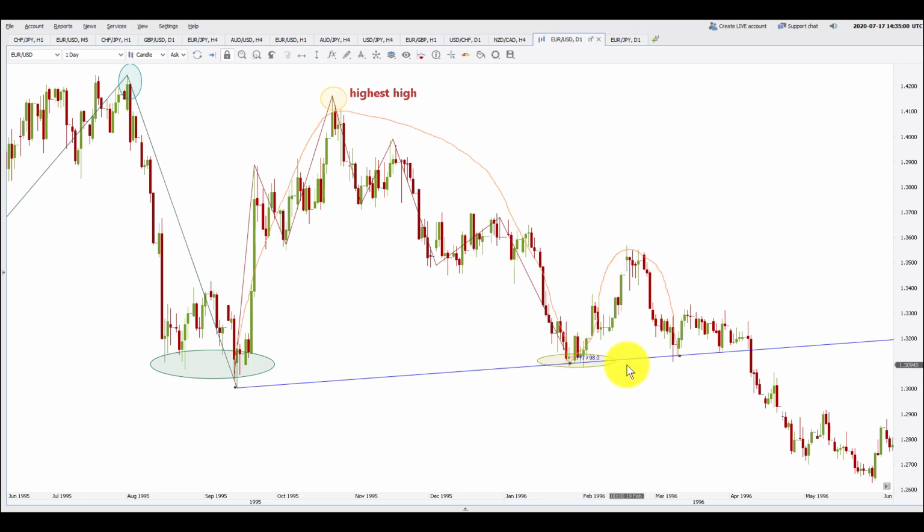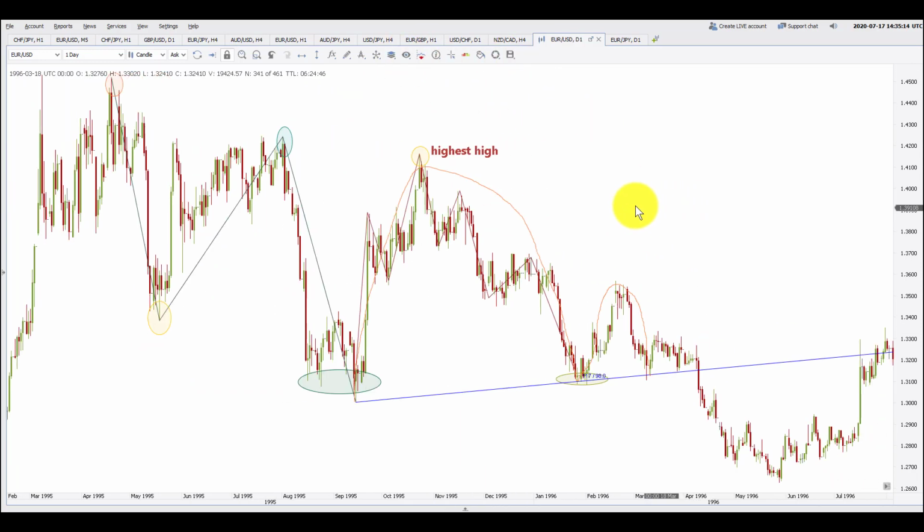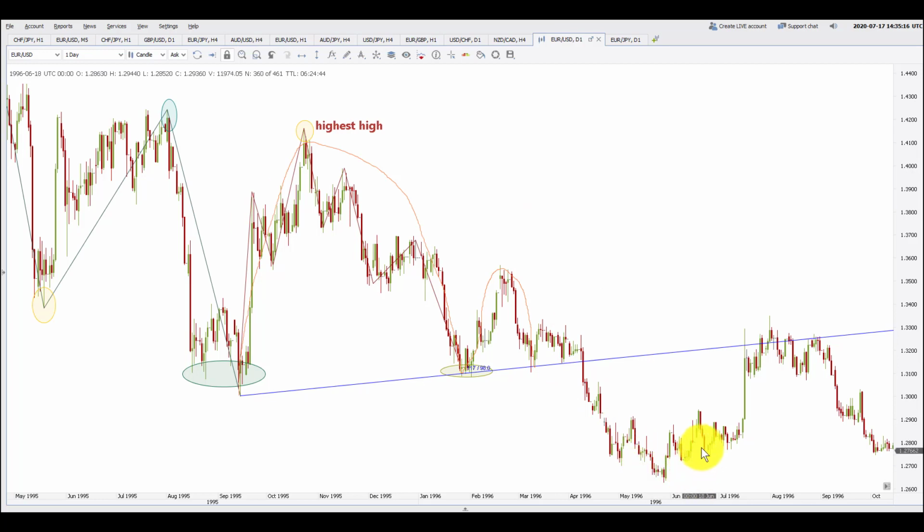Now if you look from a far distance, then you will clearly make out that this is a cup and this is a handle formation. But this handle broke here on 9th of April. So after the break here, the price went for a retest of this neckline around here.